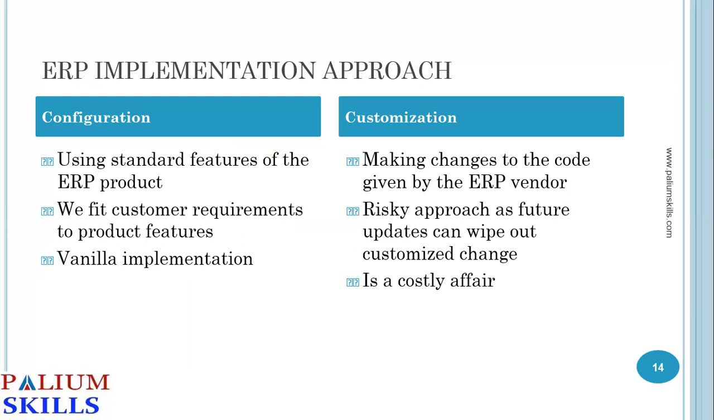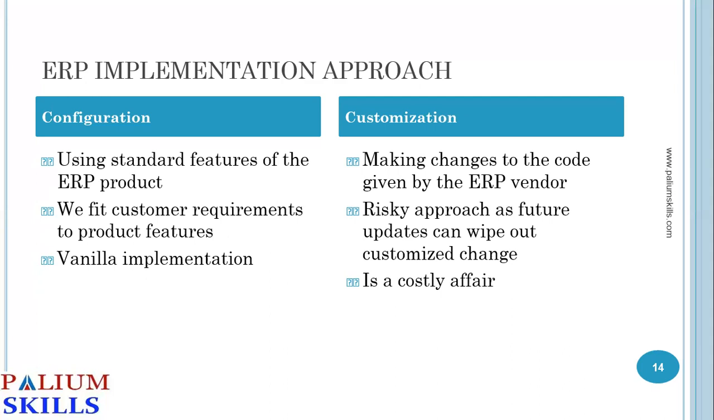What is configuration? Configuration means we will use the standard features of the ERP product. Okay. And we fit customer requirements to the product features. So we may add some additional list of values, or we might create an additional field in the application, or we might make some values unavailable to the user so users don't see those values, or we might hide certain fields from the user. So those kinds of things are called configuration. Essentially, the entire implementation is a vanilla implementation.